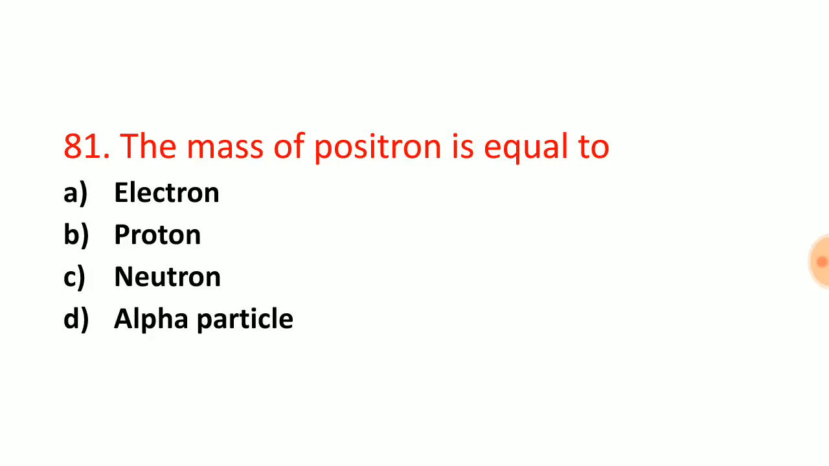Question number 81. The mass of a positron is equal to, positron is a positive electron. You need to study this in detail in class 12. For now, for your entrance, the mass of a positron is equal to the mass of an electron. Charge is the difference between electron and positron, but the masses are the same.